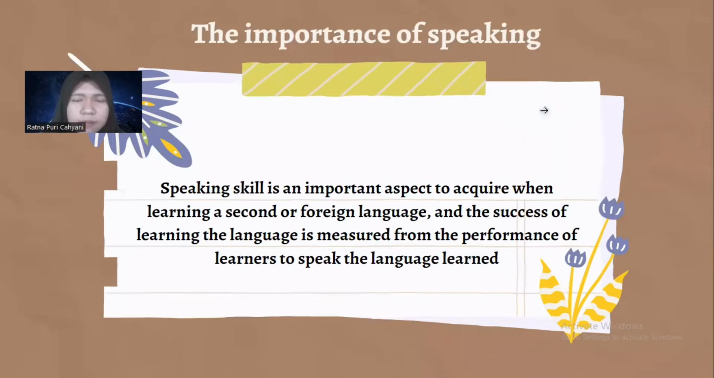Alright, so this is the importance of speaking. Speaking skill is an important aspect to acquire when learning a second or foreign language, and the success of learning the language is measured from the performance of learners to speak the language learned. By speaking, we don't mean merely uttering words through the mouth. It means conveying the message through the words of mouth. This indicates that speaking fluently or being good in oral communication is a core aspect of humans to stay connected to each other. Spoken language is an instrument of communication. There is no excuse for a language learner for not being able to speak the language learned.